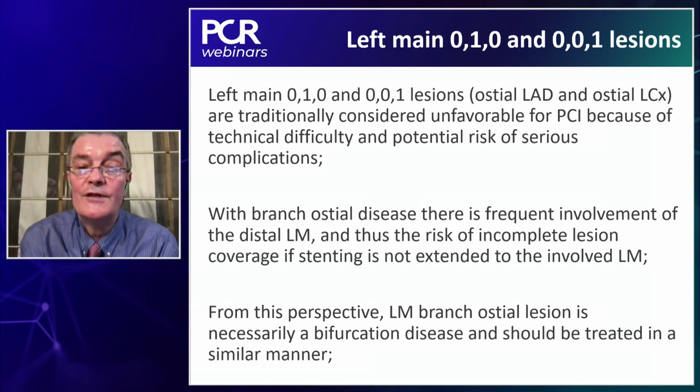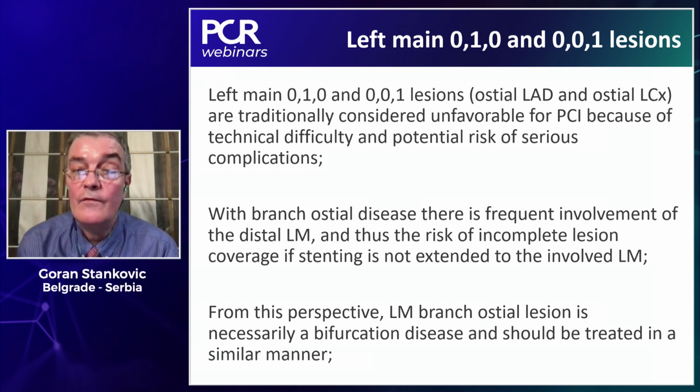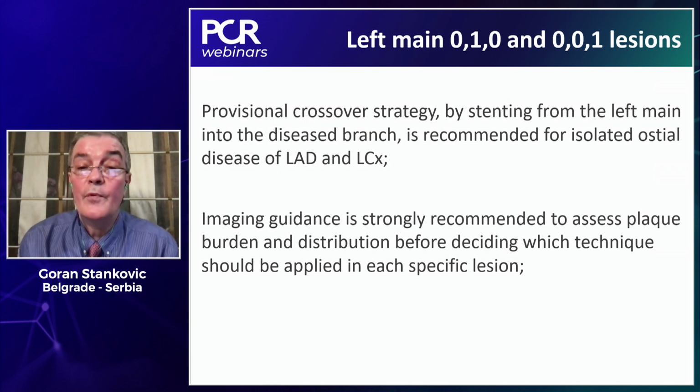Thank you. Can I have my conclusion slides? So we discussed today 010 and 001, isolated ostial LAD and circumflex. These are unfavorable for PCI because of technical difficulty and risk of complication. However, with branch ostial disease, there is frequently involvement of the distal left main, and thus the risk of incomplete coverage is reduced by stenting crossover into the left main. From this perspective, left main branch ostial lesion is necessarily a bifurcation lesion and should be treated in a similar manner. Next one. Provisional crossover stenting from the left main into the diseased branch is recommended for both isolated ostial disease of the LAD and the circ, and imaging guidance is strongly recommended to assess plaque burden and distribution before deciding the technique for each specific region.